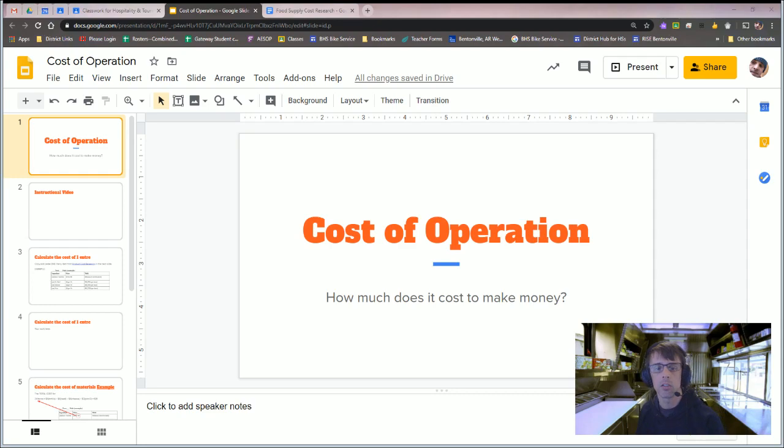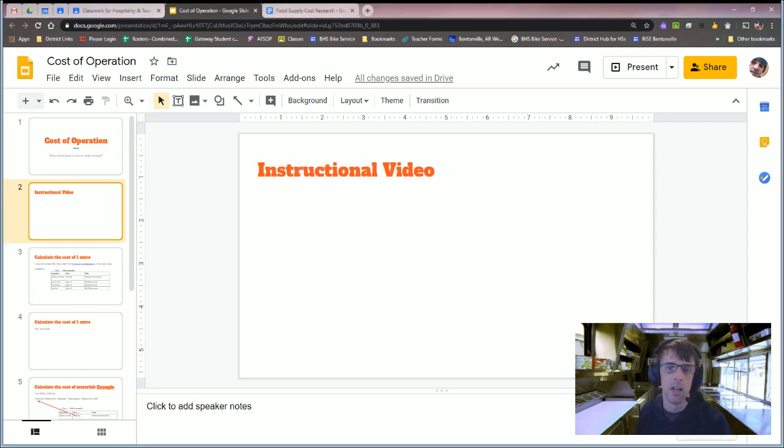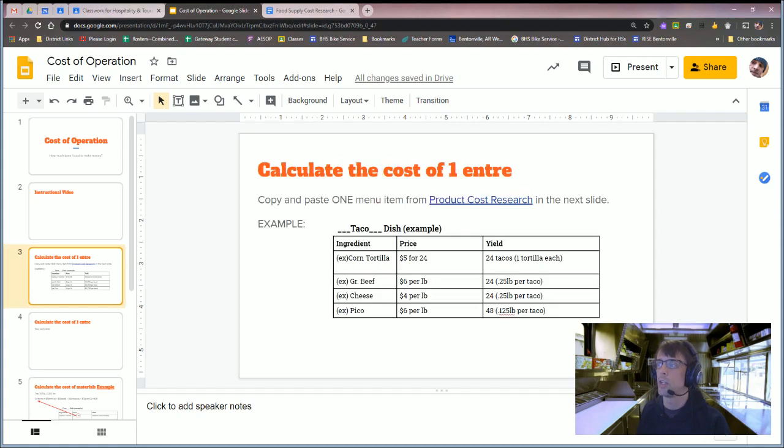Okay. So, cost of operation. How much does it cost to make money in your food truck? So, following along in the slide here, the next slide, when you get this slide, it will have this video in place in it. So it goes along with the assignment, but right now it's just blank. All right. So, the first thing we're going to do is figure out the cost of one entree item, one dish that you are serving out of your food truck. So this is the example.